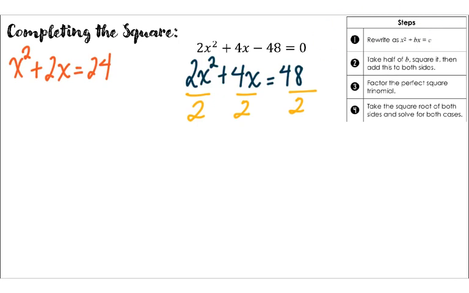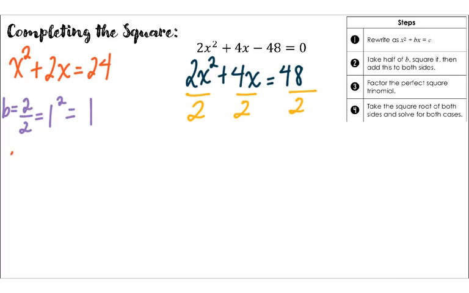All of that was just step 1. We rewrote it. Now, the next step in completing the square is to identify the b and take half of it. For us, b is equal to 2. If we divide it by 2, that's equal to 1. And then if we square it, we get 1. So that's half of b, squared. That means we need to add 1 to both sides. Let's see what that looks like.